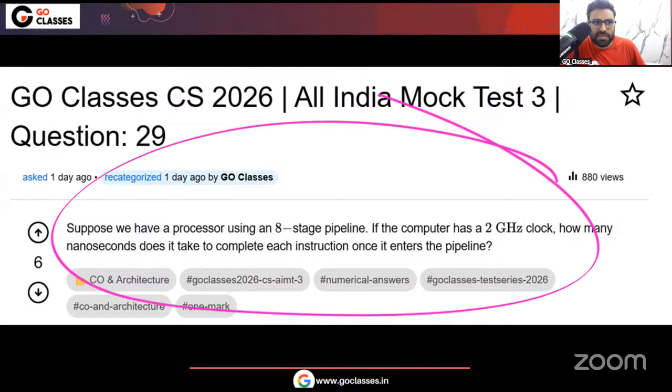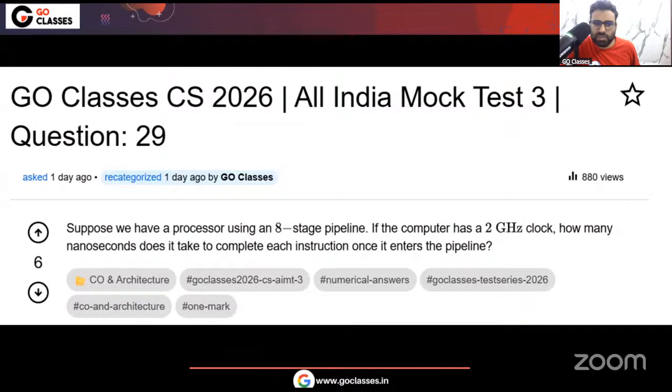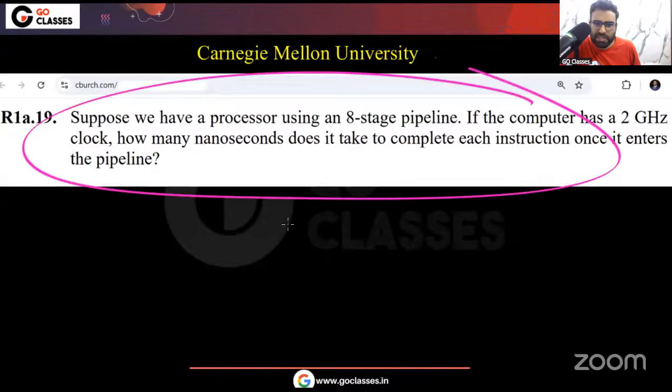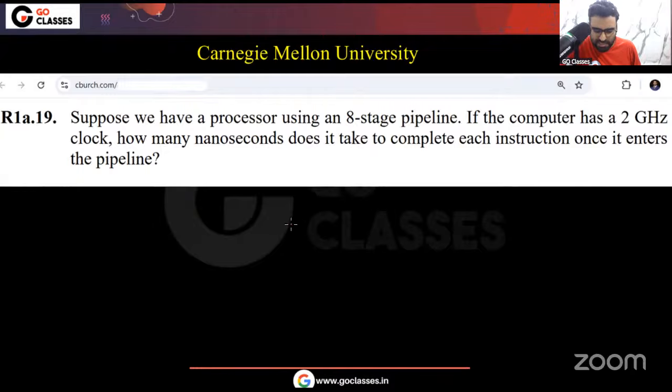Many students made a silly mistake in this question, and this question is taken from a top university, Carnegie Mellon University. I have taken this question as it is; I did not change a single word. You can see this is a beautiful question. That is the reason I have put it in our All India mock test. Okay, so did you solve it? Let me know. Did you make a silly mistake in this question?